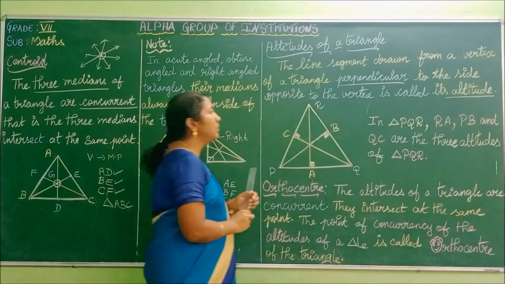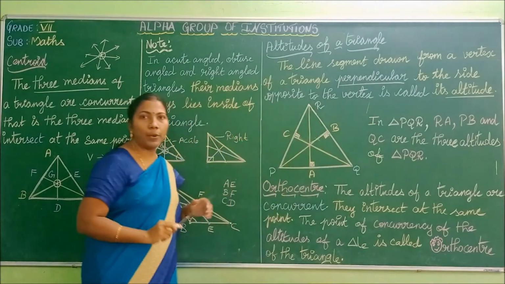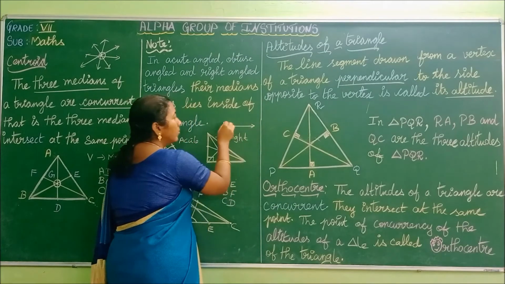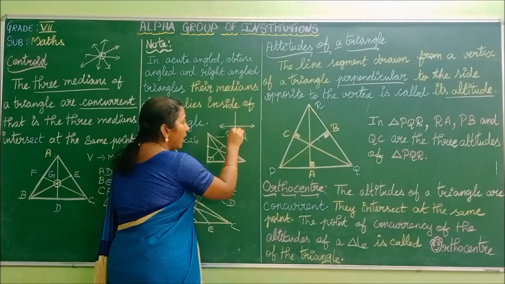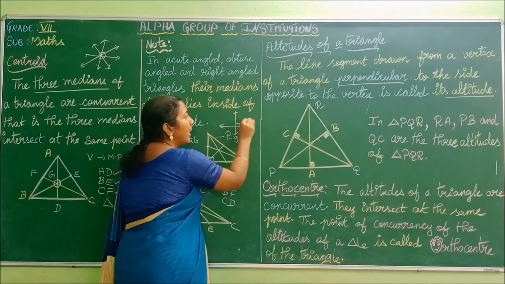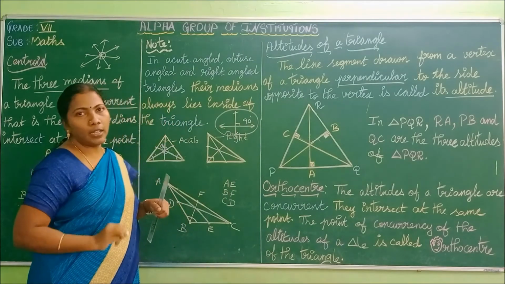Okay? Listen carefully. What is meant by altitude? Before that, you have to know what is meant by perpendicular. What is meant by perpendicular? See here. This is one line. This is another line. Now the angle between these two lines is 90 degrees. So we can call these two lines perpendicular lines.